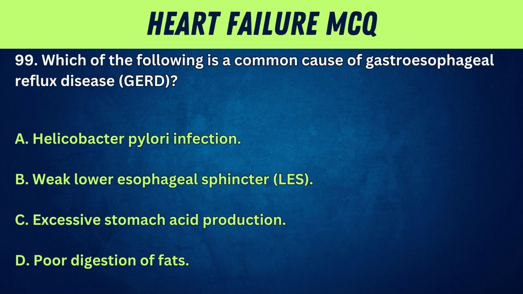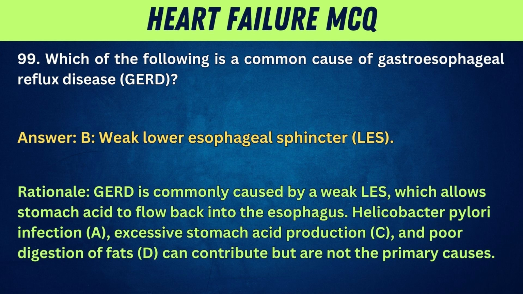99. Which of the following is a common cause of gastroesophageal reflux disease, GERD? A. Helicobacter pylori infection. B. Weak lower esophageal sphincter, LES. C. Excessive stomach acid production. D. Poor digestion of fats. Answer: B. Weak lower esophageal sphincter, LES. Rationale: GERD is commonly caused by a weak LES, which allows stomach acid to flow back into the esophagus. Helicobacter pylori infection, A, excessive stomach acid production, C, and poor digestion of fats, D, can contribute, but are not the primary causes.